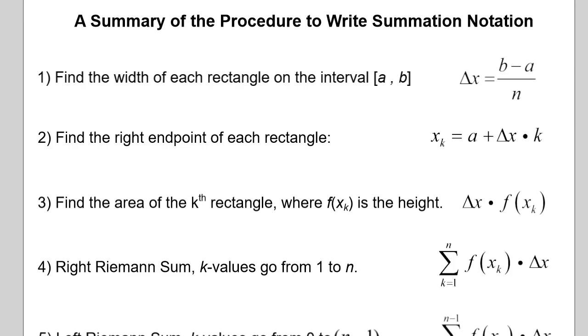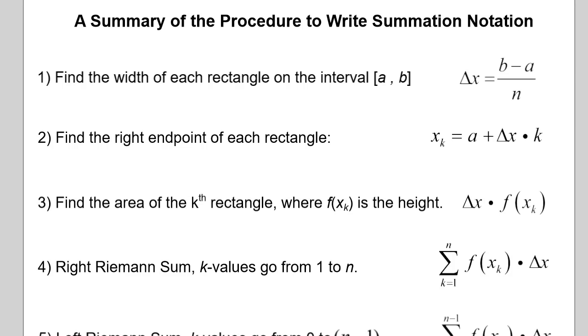So first step, we want to find out what delta x is. Second step, find out what the right end point of each rectangle is going to be, if that's the method that we're using. And I think we already talked about, it really doesn't matter whether we do left end point or right end point. Okay, then we're going to find the area of the kth rectangle.